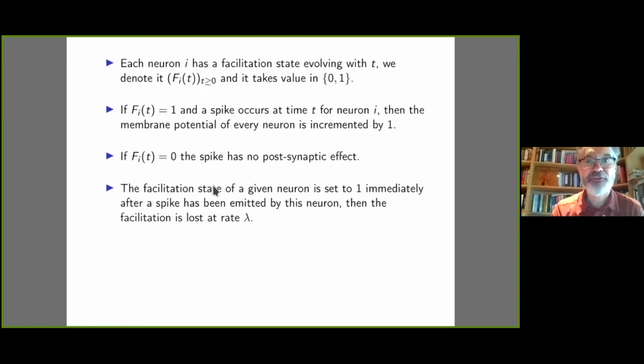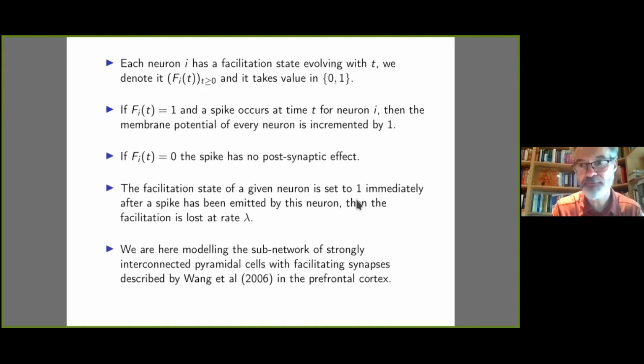The facilitation state of a given neuron is set to 1 immediately after a spike emitted by this neuron. And the facilitation is lost at rate lambda. Okay. So in fact, we are making a very simple model of the subnetwork described by Wang et al. in 2006. So what does it give?